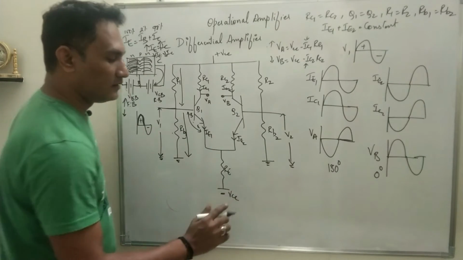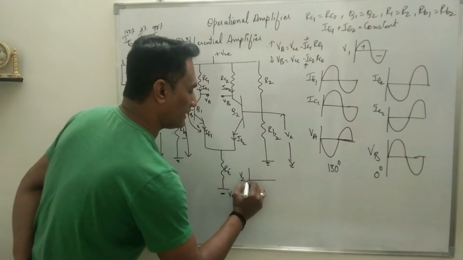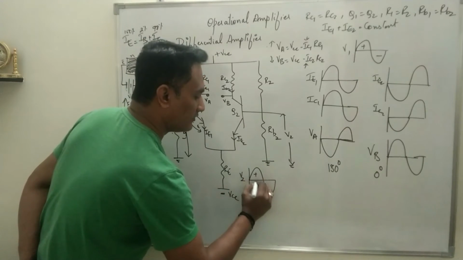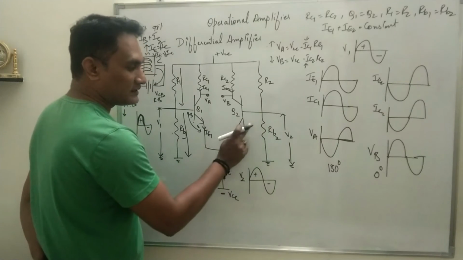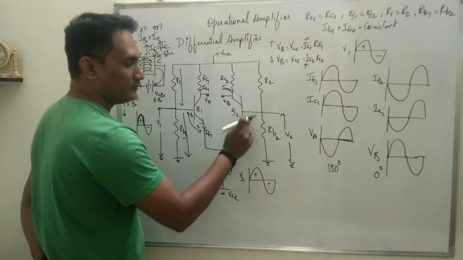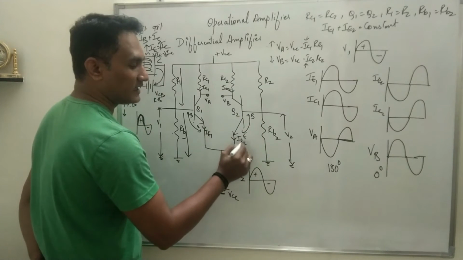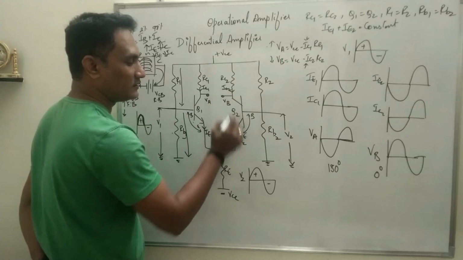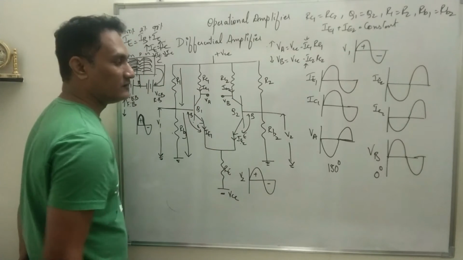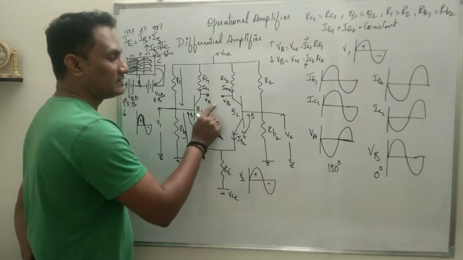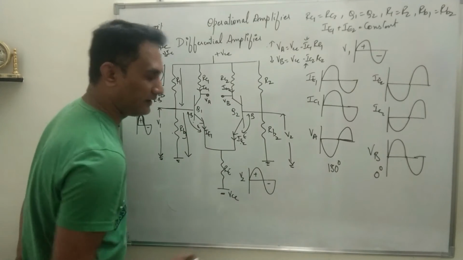The same thing we can understand if we apply voltage at V2. When you apply voltage at V2, the first thing which will be affected is the base emitter junction of Q2. That means IE2 will change, and as IE2 changes, IE1 will change, IC1 will change, and when IC1 and IC2 change, VA and VB will change. So that is what we have to understand.